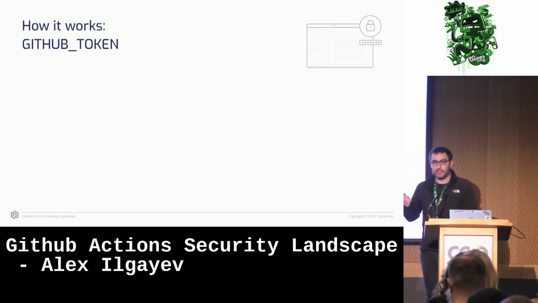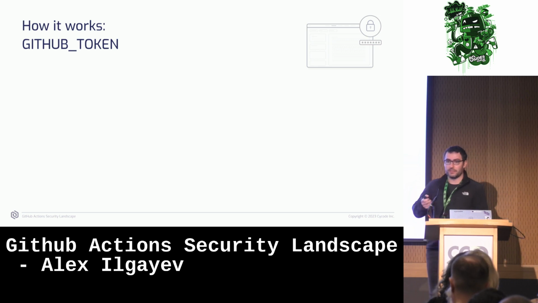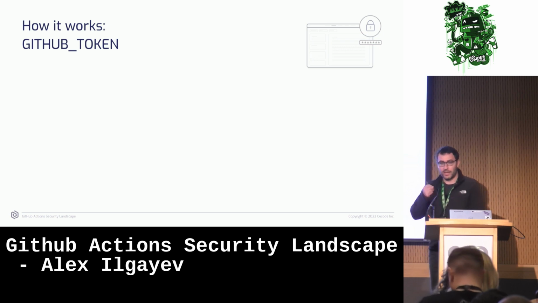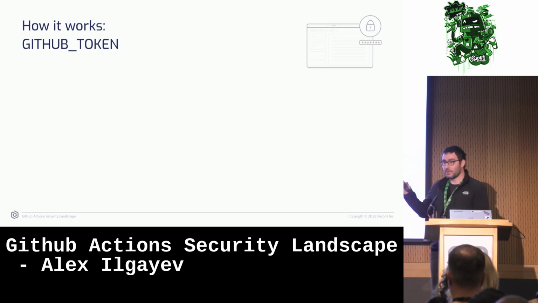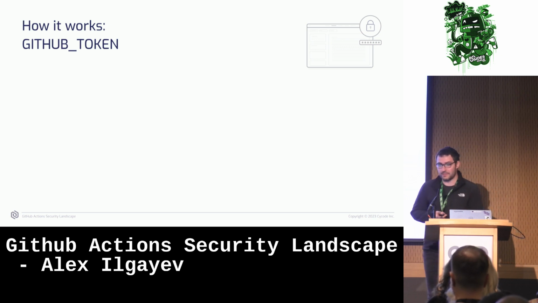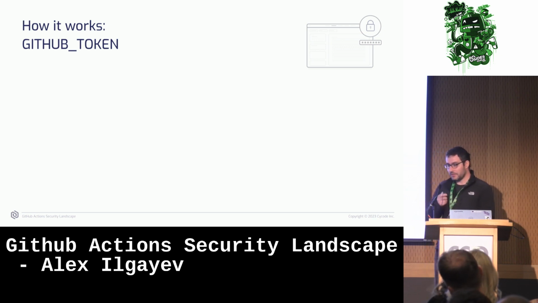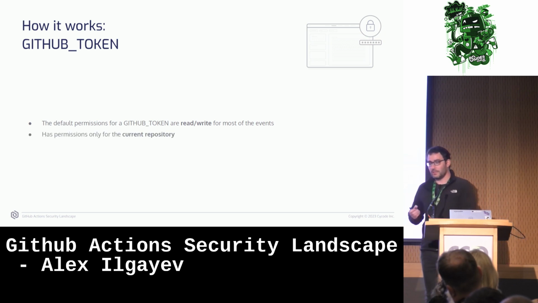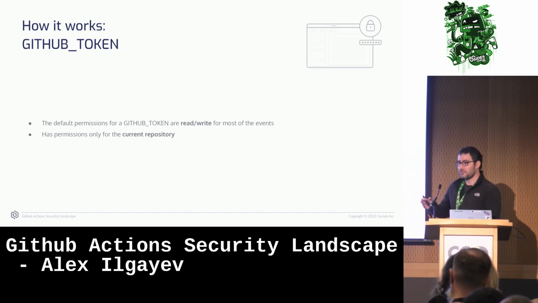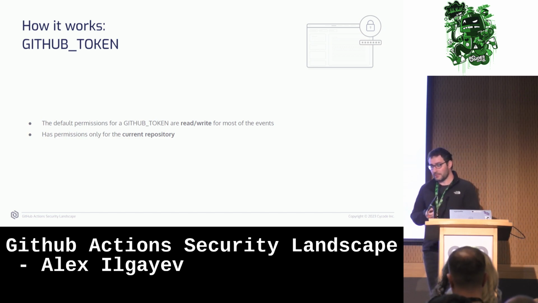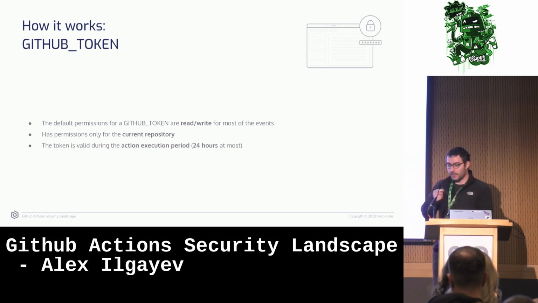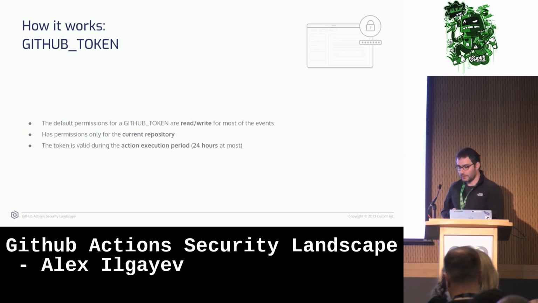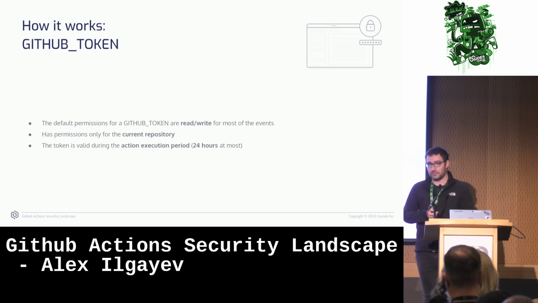The popular method for accessing a GitHub API is creating a personal access token in the dashboard, and it has really high permissions, and it's long-lived, so it can be leaked and expose your assets. So GitHub introduced this GitHub token. It has default read and write permissions, but it's limited to the current repository you define your workflow in, so it's a security mitigation.